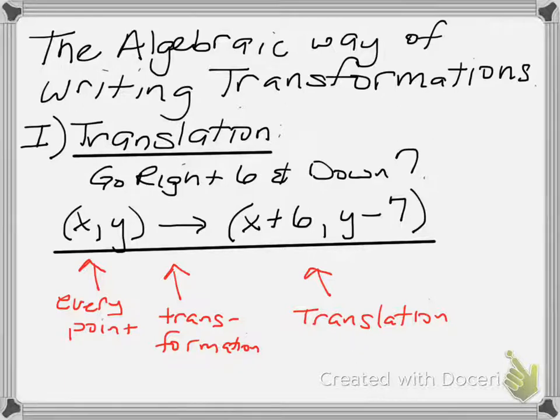So one of the things you need to understand is for translation, x goes in the left or right direction. So going right is plus, going left is minus. And in the same case, which I'm not going to write down because I ran out of room, the y is on the up and down direction. So going up would be plus, and going down, like this one, the y minus 7, is minus.